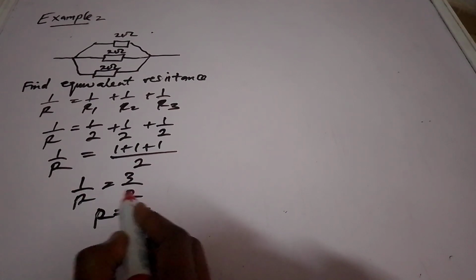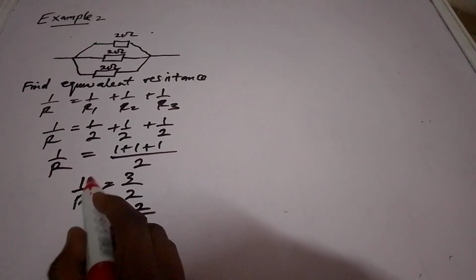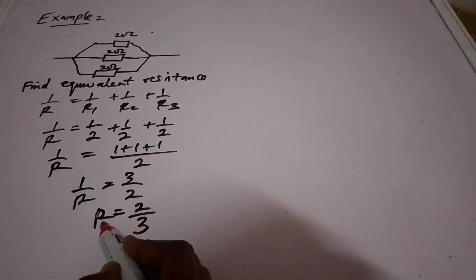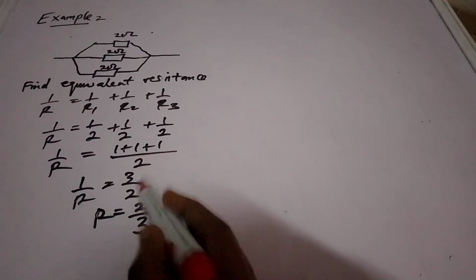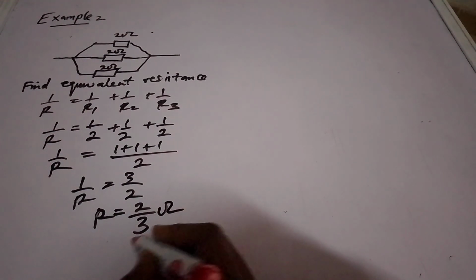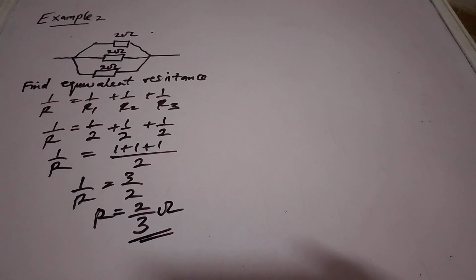2 over 3. 1 over R is 3 over 2, but we are not looking for 1 over R, which is the inverse of resistance. We are looking for R, which is the equivalent resistance. So it turns upside down, you cross multiply, and finally you find the value of R, and R is going to be 2 over 3 ohms. So for this case, the overall resistance in this circuit is 2 over 3 ohms. So let's look at example 3.